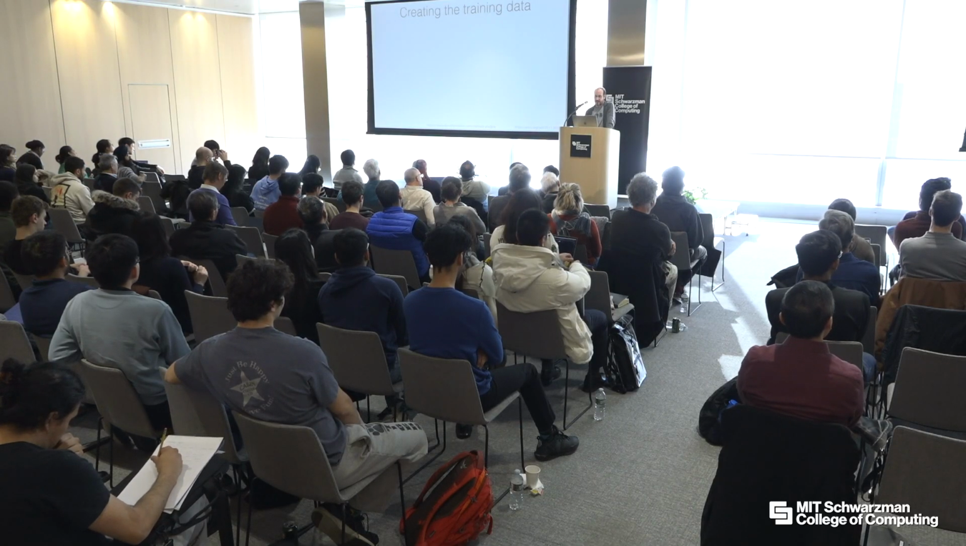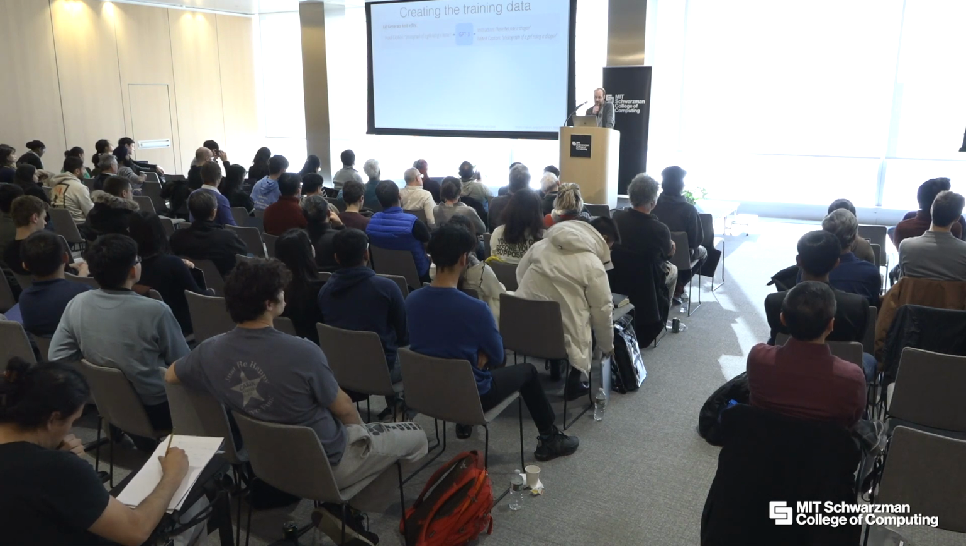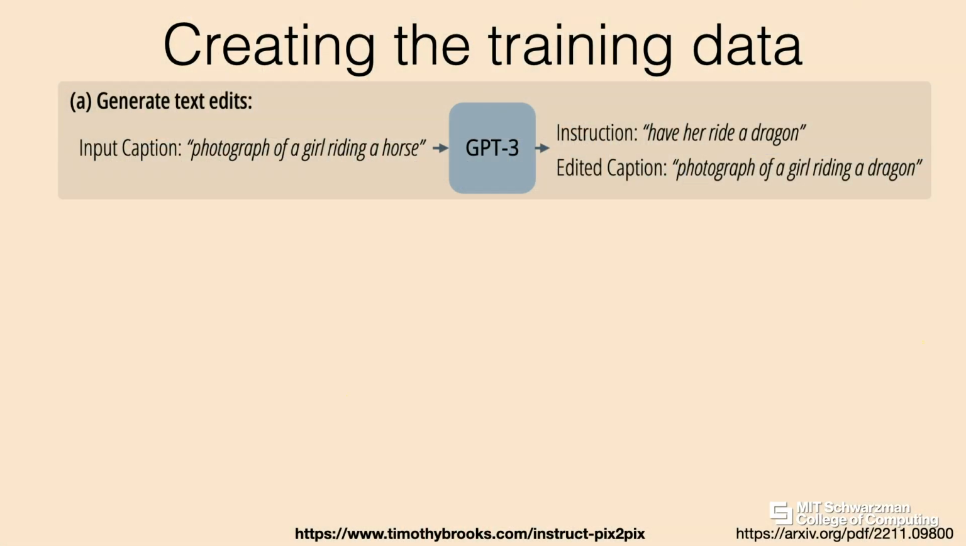So the creation of the training data started by just asking GPT to start with a caption of an image and propose a sentence that will be an instruction for an edit, and then another sentence that will be the final description of the image after that edit. You can take ChatGPT and you can ask it to do this, and it will create these triplets where, in this case, you say photograph of a girl riding a horse, and then the instruction can be have her ride a dragon, and then the output should be a photograph of a girl riding a dragon. So you give 1 or 2 examples of what you want, ChatGPT can just generate more of those.